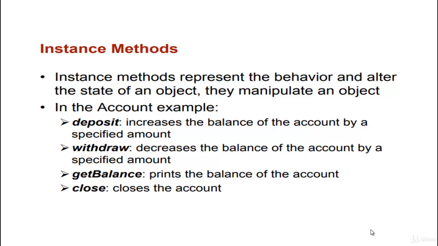In the account example, we have deposit, which increases the balance of the account by a specified amount, and withdraw, which decreases the balance of the account by a specified amount. Get balance prints the balance of the account, and close will close the account. So the general behavior of a bank account is listed in the account example as instance methods: deposit, withdraw, get balance, and close.